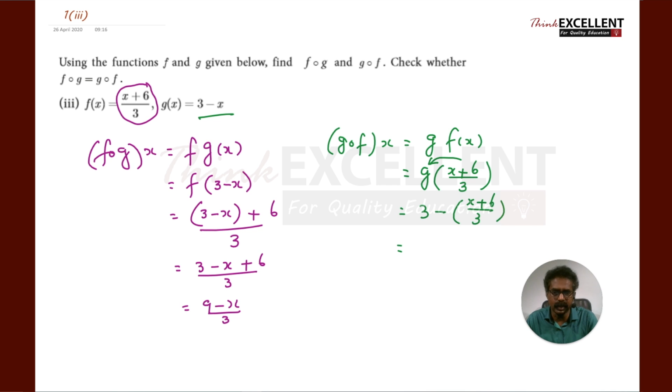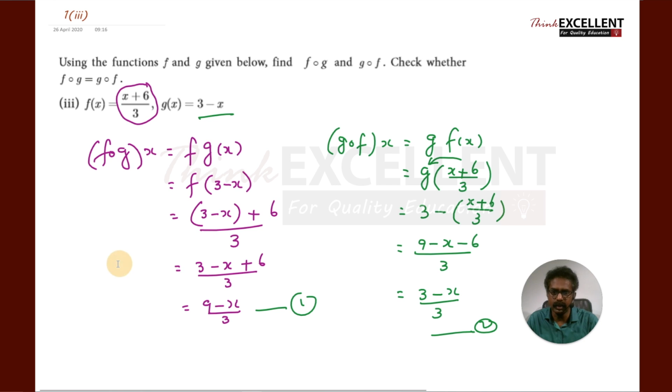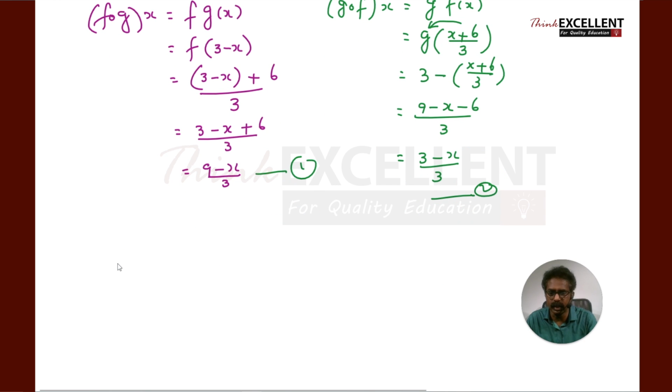Now take 3 as LCM. When you take 3 LCM, 3 into 3, it is 9. Minus of this. So by minus, you multiply both. So what do you get? You get minus X minus 6. So listen, like terms, 9 minus 6, it is 3. So you are getting 3 minus X by 3. So F composition G got one answer, G composition F another answer. Are they same? They are not equal, right? So they are not equal. So again, you can say the conclusion.